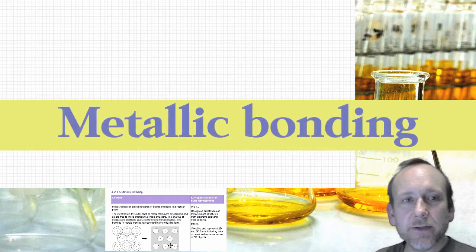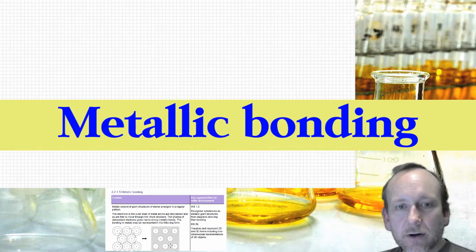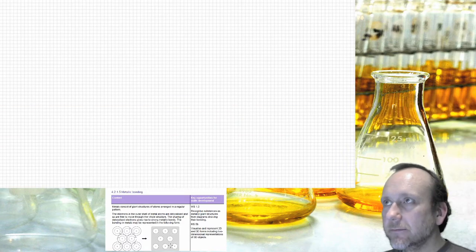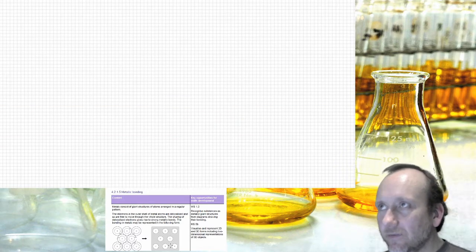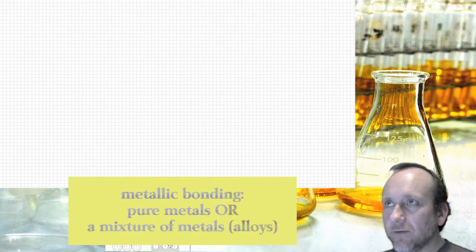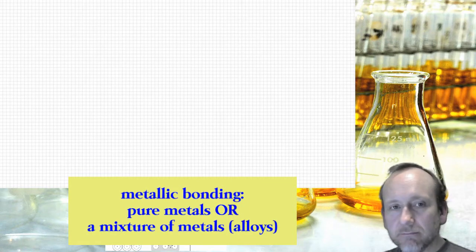So, metallic bonding. Metallic bonding is actually fairly straightforward because if it's a metal-to-metal bond, then it can be either the same metal or it can be different metals. If it's different metals, it just means that you have to represent two different size circles, basically.